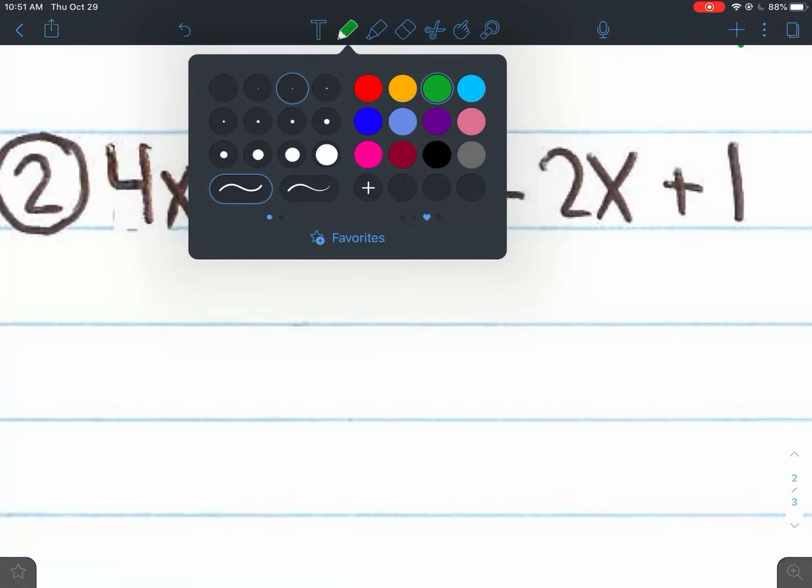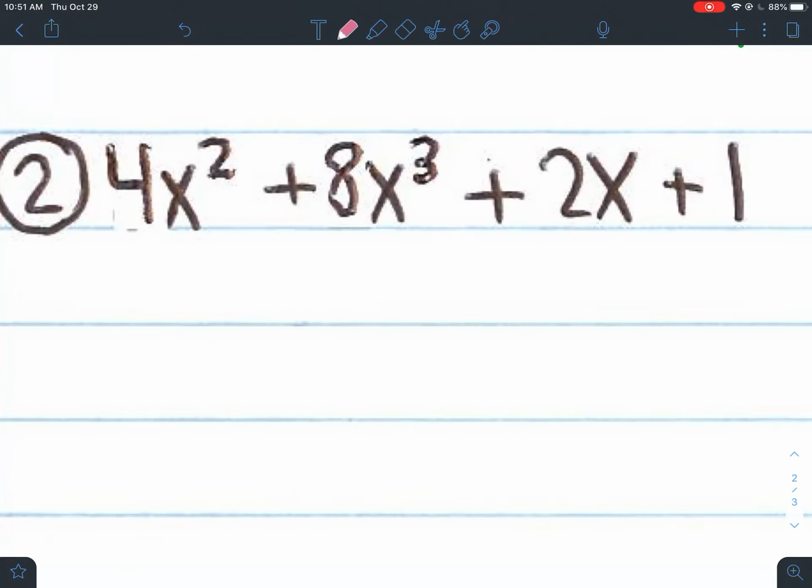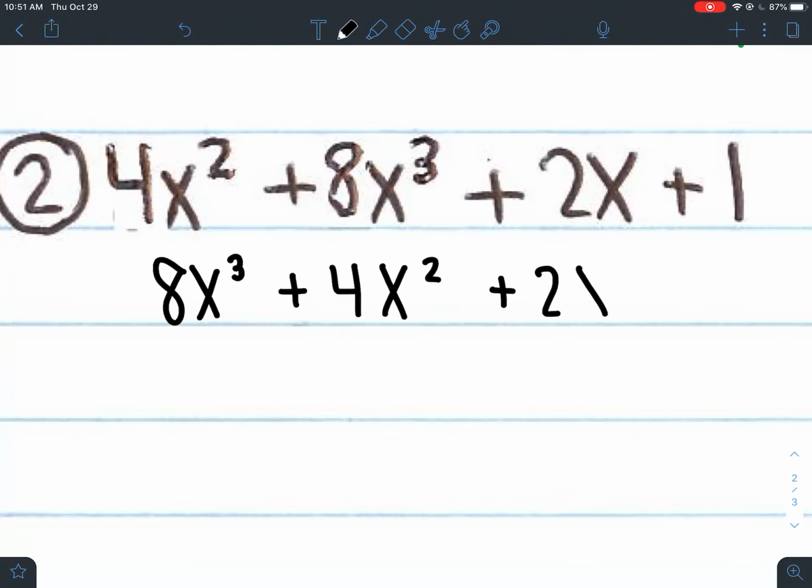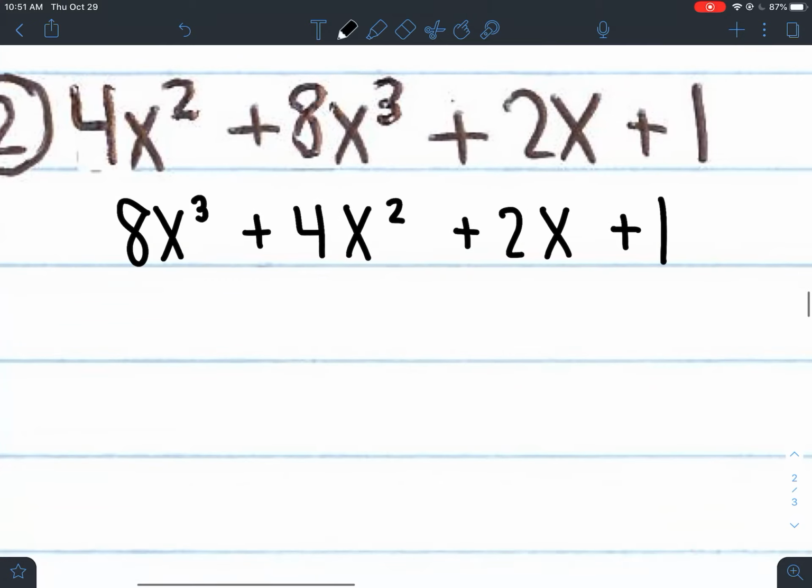So we're going to go through these super quickly. First thing, check if it's in standard form. And notice it's not in standard form, right? Standard form means that I have the highest exponent first, so I have to rewrite this. So this would be 8x cubed, because that's the largest exponent, then 4x squared, positive 2x plus 1. Once it's in standard form, I check, do I have 4 terms? I do. I have 4 terms, so I can go and factor by grouping.